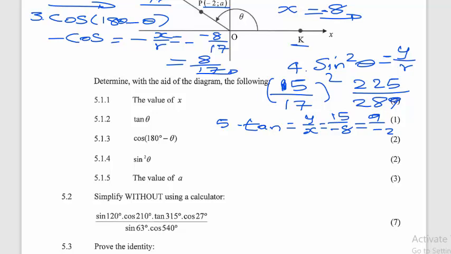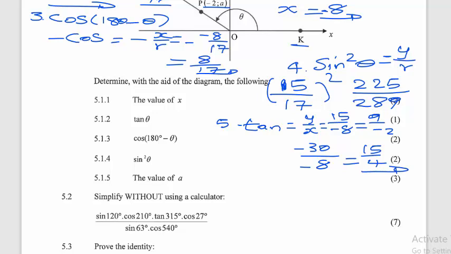So what is 2 times 15 here? So 2 times 15 is 30, negative 30 to be more specific, over negative 8. And therefore our answer is 15 over 4. Remember the 2 negatives. When you divide a negative by a negative, it becomes positive. So that's your answer. We have solved 5.1 to 5.5.